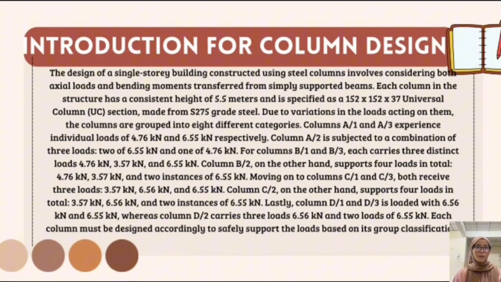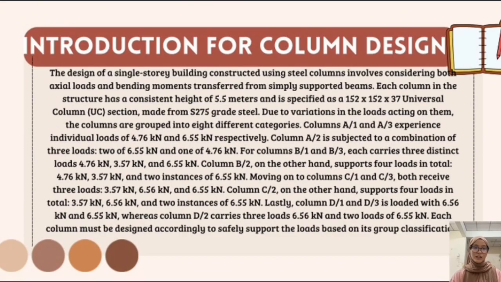Columns B1 and B3 each carry 3 distinct loads: 4.76 kN, 3.57 kN and 6.55 kN. Column B2, on the other hand, supports 4 loads in total: 4.76 kN, 3.57 kN and 2 of 6.55 kN.